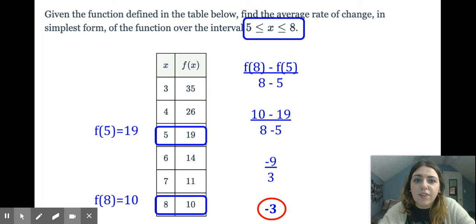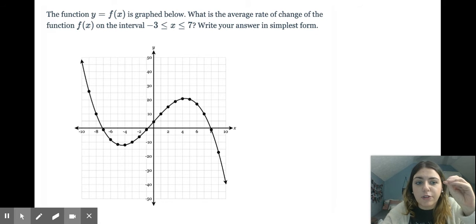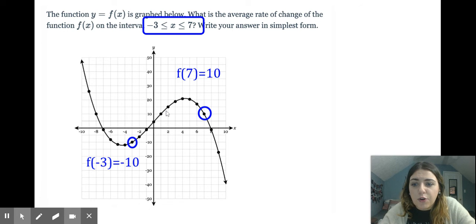So this is finding the average rate of change using a table. We can also find the average rate of change using a graph. The process is the same, except instead of looking at a table for numbers, we have to pick the numbers out of a graph. So still, my interval is the most important. I care about the values of x from negative 3 to 7. So when x is negative 3, my value is negative 10.